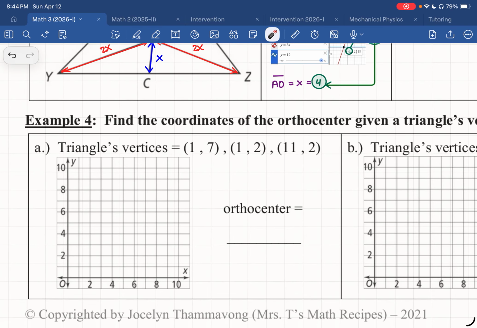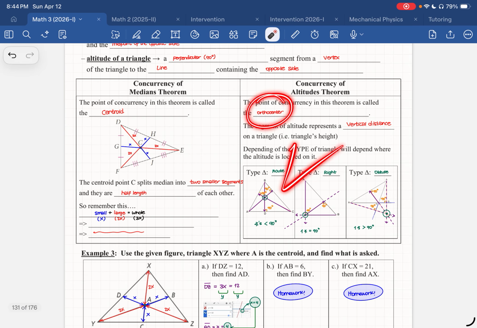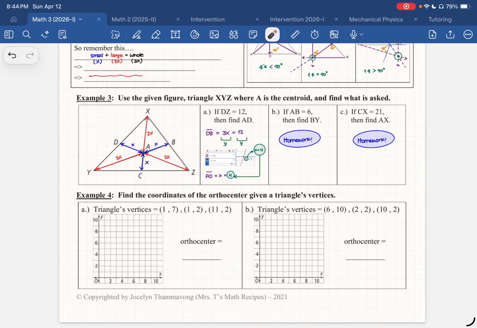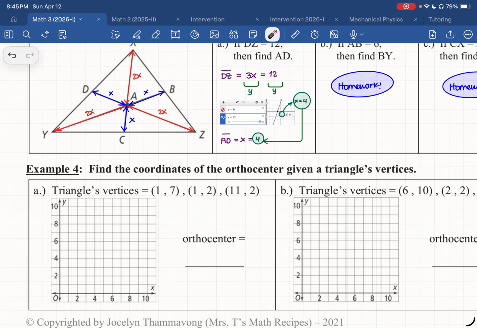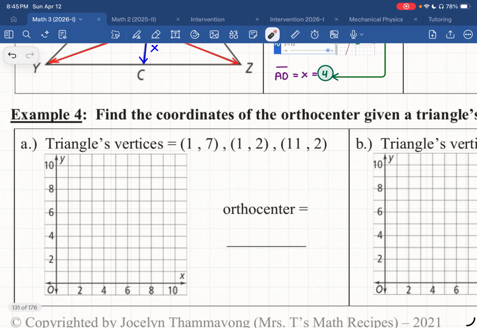So let's see. Find the coordinates of the orthocenter. As they're saying orthocenter, we're going to use this, we're not going to use this, right? So find the coordinates of the orthocenter given a triangle's vertices. They're giving you the vertices of the triangle, and we're going to put those points in the coordinate plane in order for us to graph and identify what we're going to do. The first coordinate is 1, 7. So 1 in x, which is here, and 7 in y, which is here.